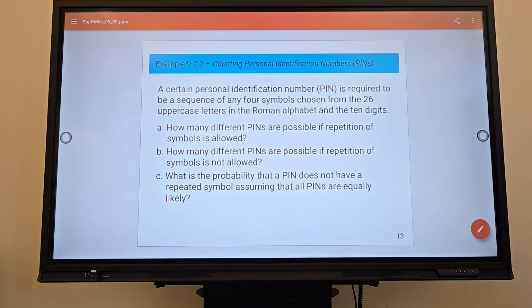A certain personal identification number is required to be a sequence of any 4 symbols chosen from the 26 uppercase letters in the Roman alphabet and the 10 digits. How many different PINs are possible if repetition of symbols is allowed? How many different PINs are possible if repetition of symbols is not allowed? What is the probability that a PIN does not have a repeated symbol, assuming that all PINs are equally likely?